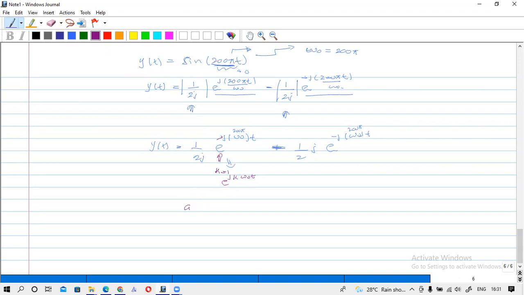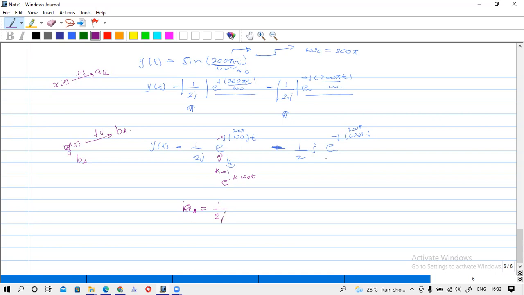For this signal, let's take the coefficients as bk. So I have b1 here. For x(t), I take the Fourier series coefficients as ak, so I have a1 and a minus 1. For y(t), the Fourier coefficients are bk. I have b1 here because k is equal to 1. This is the first harmonic, so the coefficient is 2j.